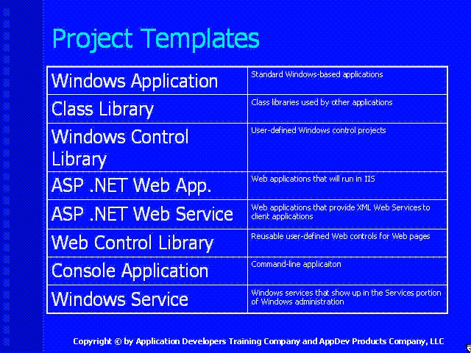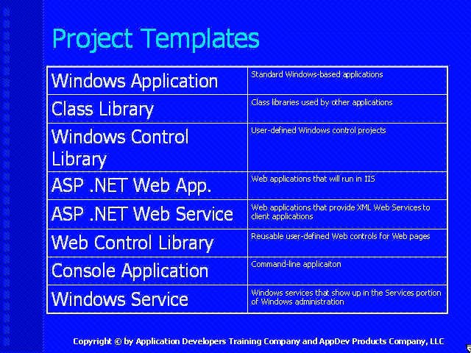Windows application is just a standard Windows-based application. A class library is used to create class libraries for other applications. So this would be a lot like creating an ActiveX DLL in the old version of Visual Basic. Windows Control Library allows you to just create Windows controls. In previous versions of Visual Studio, you could go in and create just a user control, and so this would be that type of a project.